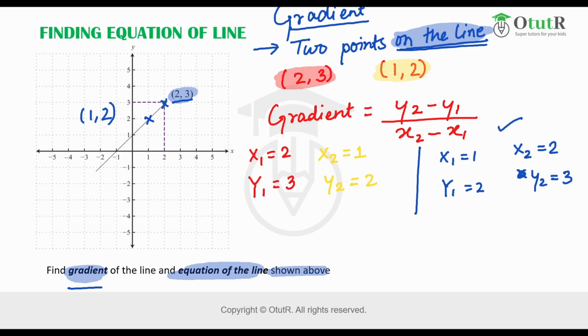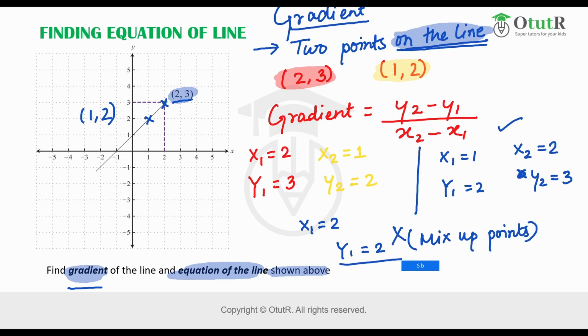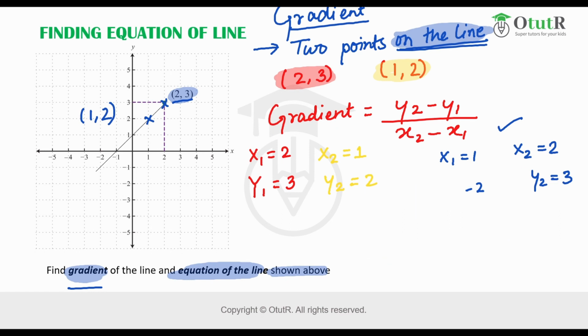But what you cannot do is choose x1 to be 2 and y1 to be 2. We cannot mix up the points. Do not mix up points. This is very, very important. This is why most people get the sum wrong: they mix up the 2 points. So I'm going to work with the points which are written in yellow and red. Let's put them in the formula.